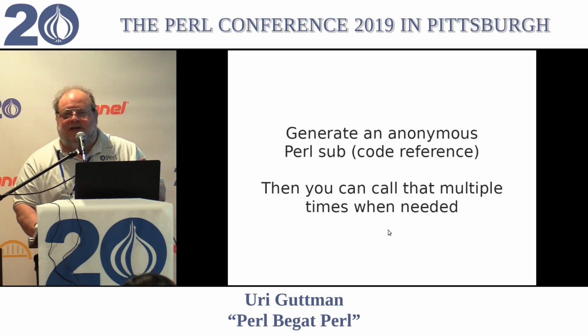Generate an anonymous sub with your code. If you're doing anything complicated, you want to make it a sub so you can call it. If you're just doing it in line, what's the point? You have to be able to call it later on to make something useful if you want to get a speed up.